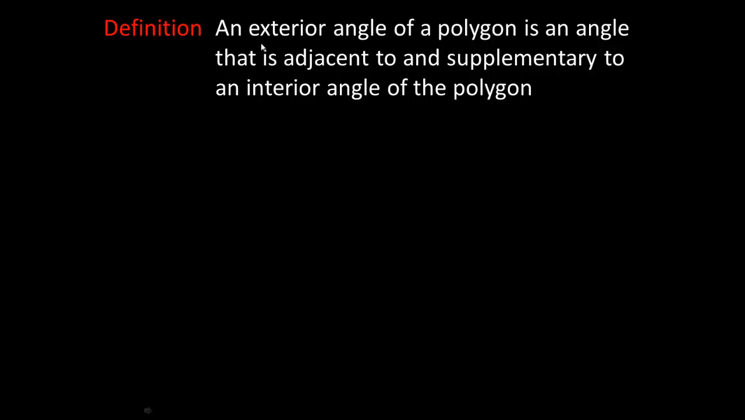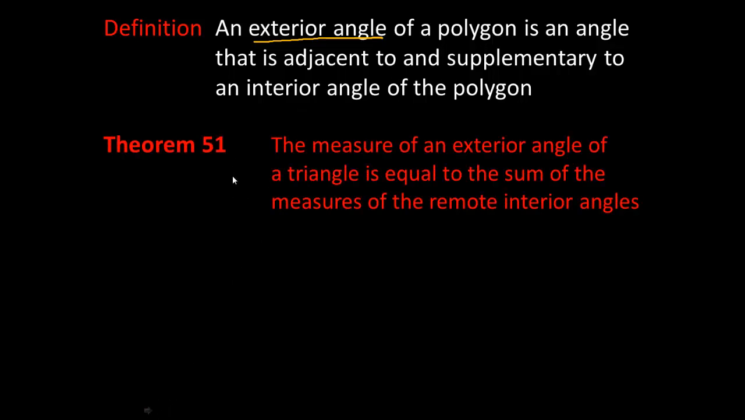Okay, this is the definition of an exterior angle. Now this definition applies to any polygon. We are dealing with just triangles, but this is going to help us with our next theorem. So the definition of an exterior angle of a polygon is an angle that is adjacent to and supplementary to an interior angle of the polygon. So as far as how this helps us with our next theorem, the measure of an exterior angle of a triangle is equal to the sum of the measures of the remote interior angles.